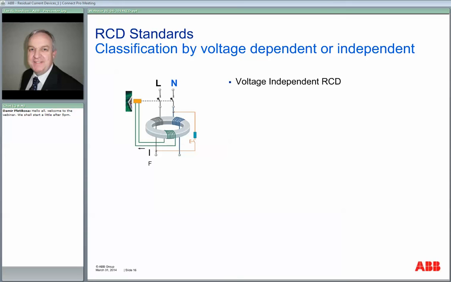If you get a fault, there is a magnetic field generated which will create an EMF in that third winding, which will go out and operate an extremely sensitive relay in the body of the RCD, which causes the RCD to trip.